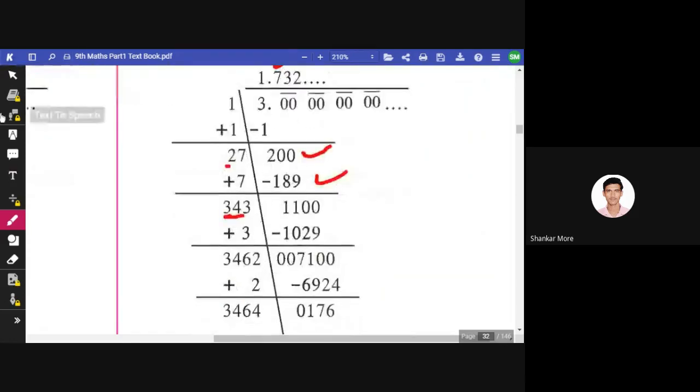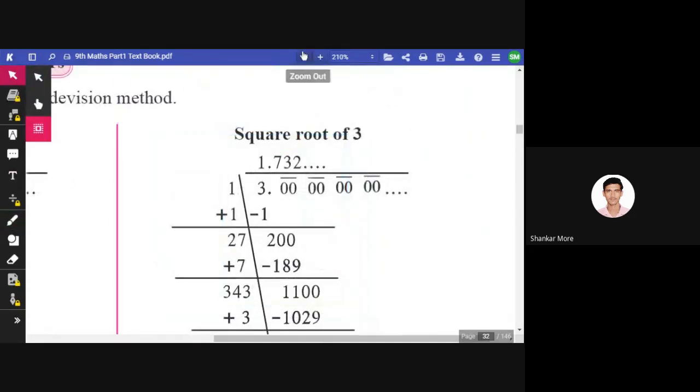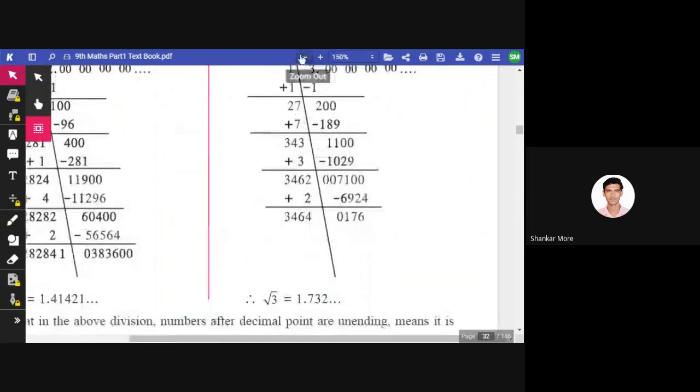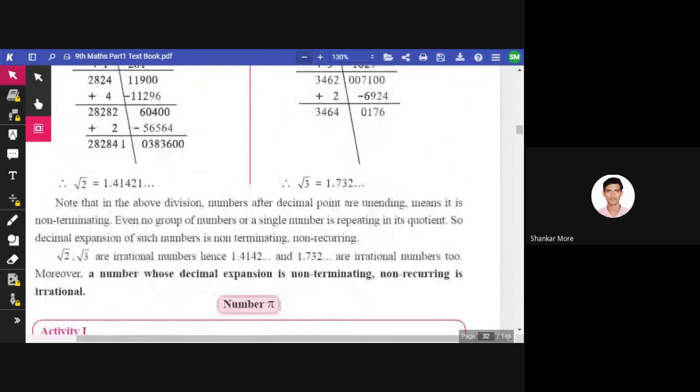Okay, yeah, fine. So I guess it is quite self-explanatory, and it is easy for you now. All right, so let's move further to the next topics. Note that in the above division, the numbers after the decimal point are unending, meaning it is non-terminating. Not even a group of numbers or a single number is repeating in its quotient. So the decimal expansion of such numbers is non-terminating, non-recurring.